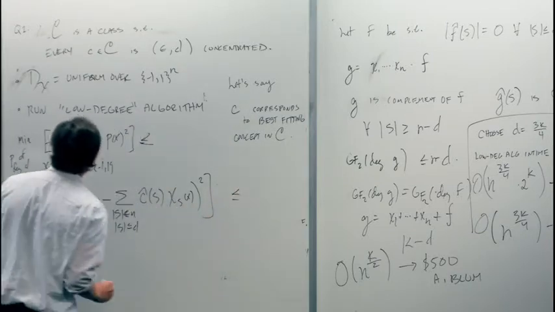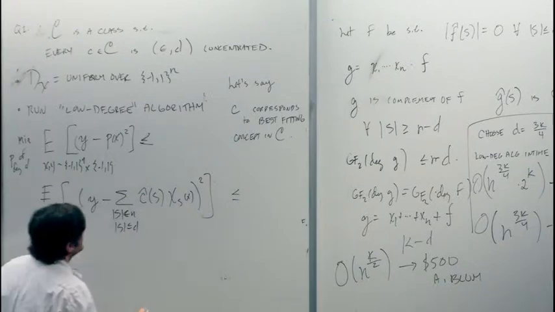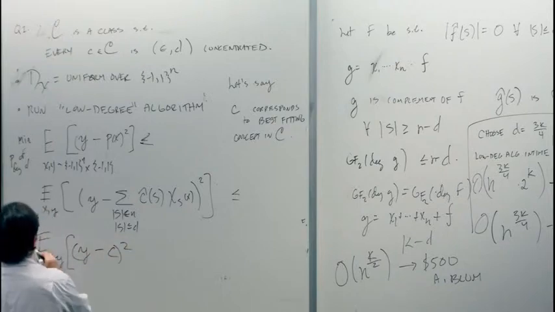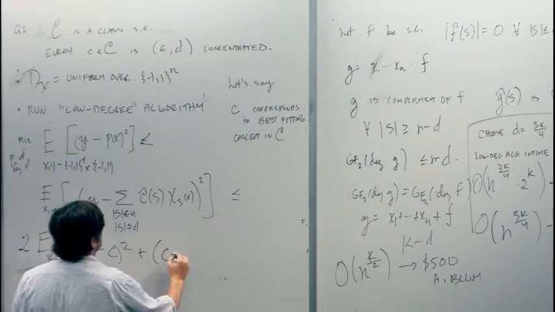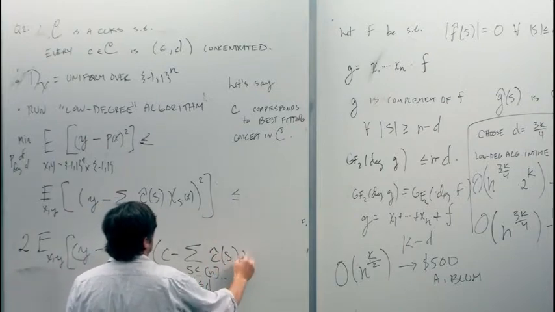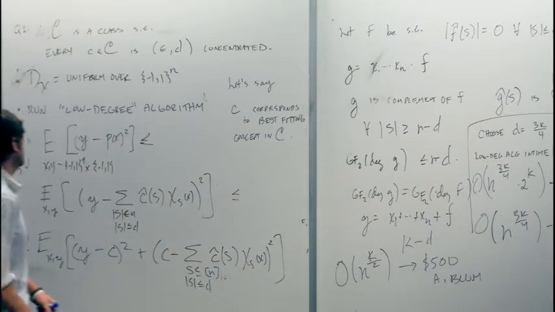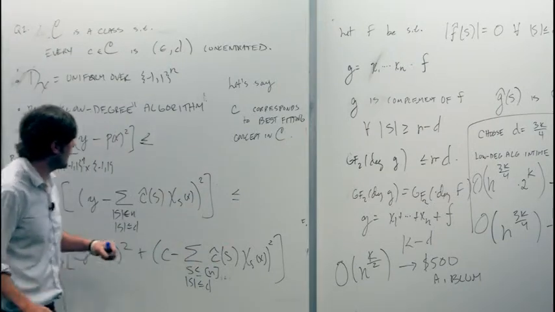This is going to be less than or equal to the expectation over x and y of y minus c, I think I get a 2 here, y minus c squared plus c minus p squared. So I'm using the almost triangle inequality here. I lose a factor of 2 because I'm adding and subtracting c and everything is squared.